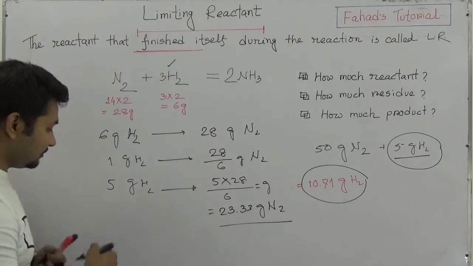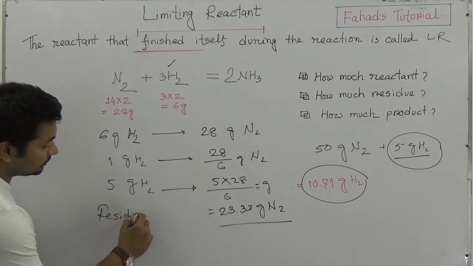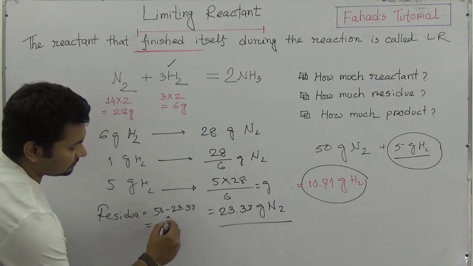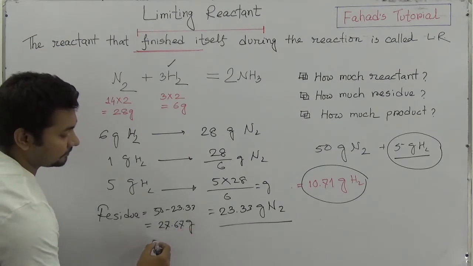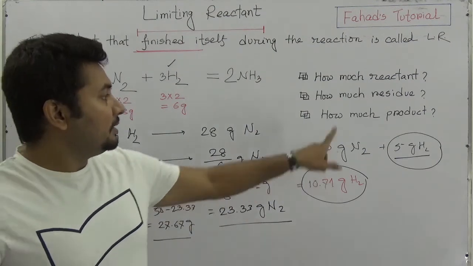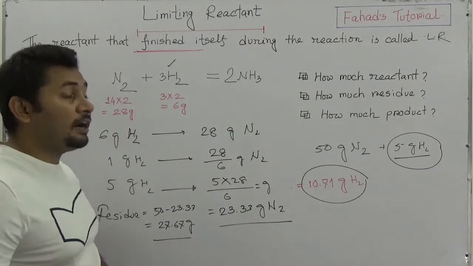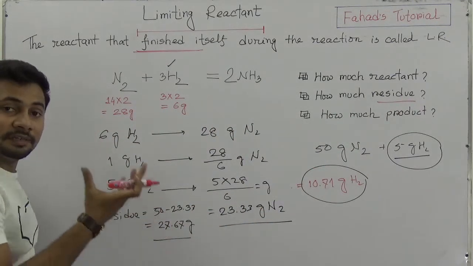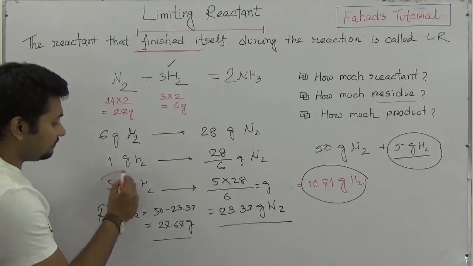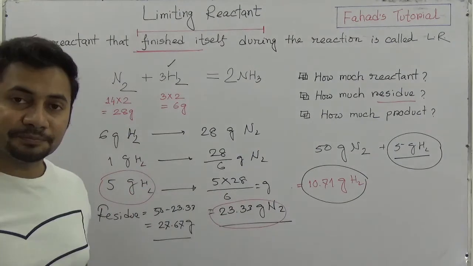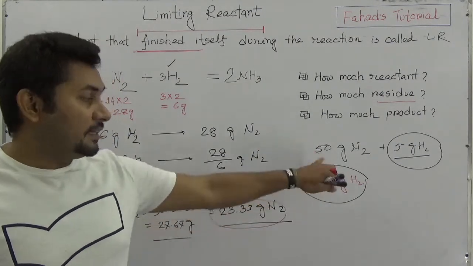The residue would be 50 minus 23.33, which is 27.67, hopefully. So this 27 gram nitrogen will be the residue. So the answer: how much residue will be in the reactions? In these reactions 27.67 gram nitrogen will be residue, because this 5 gram hydrogen will end reacting with 23.33 gram nitrogen. But here 50 gram nitrogen is there.